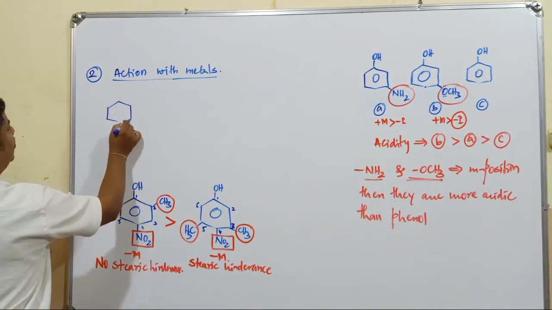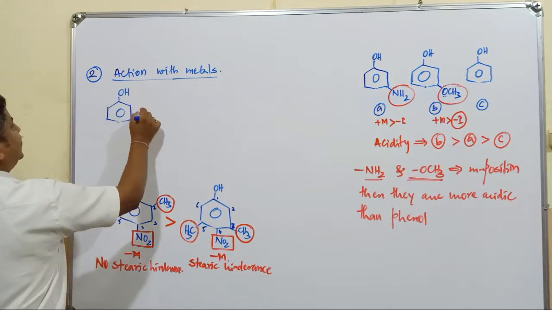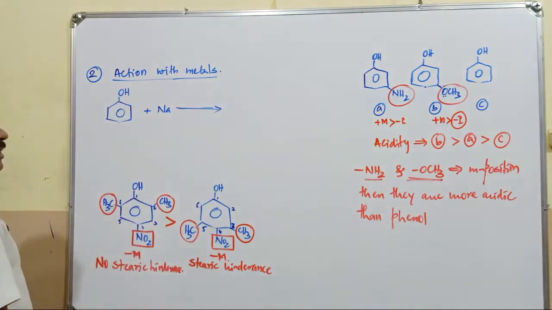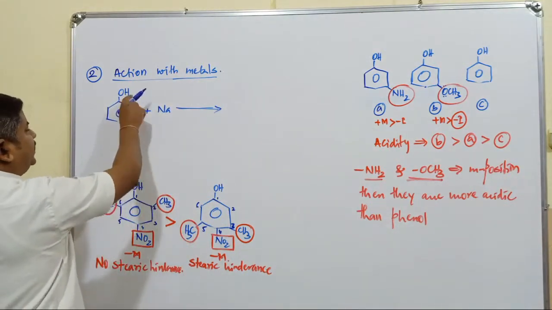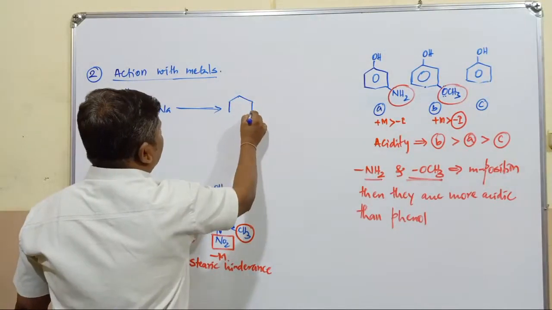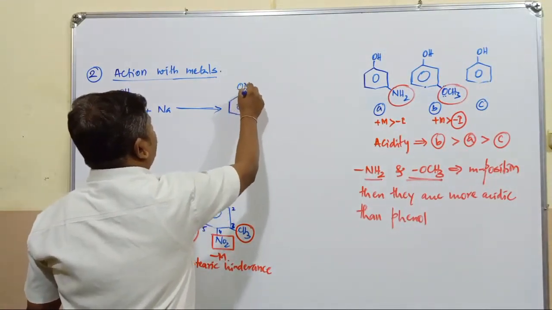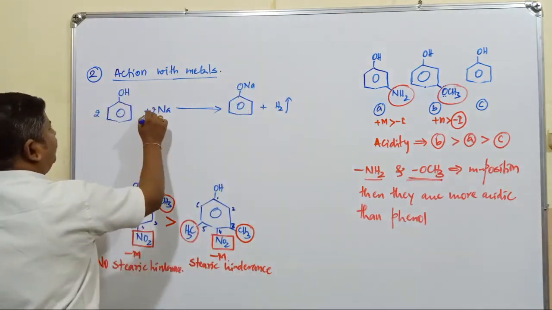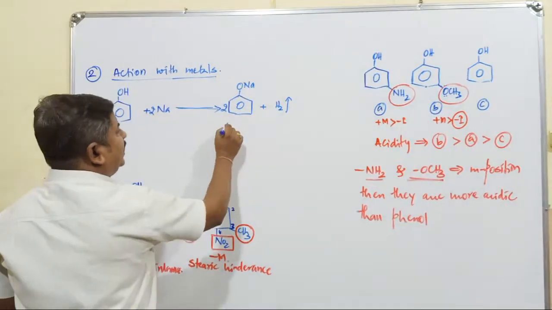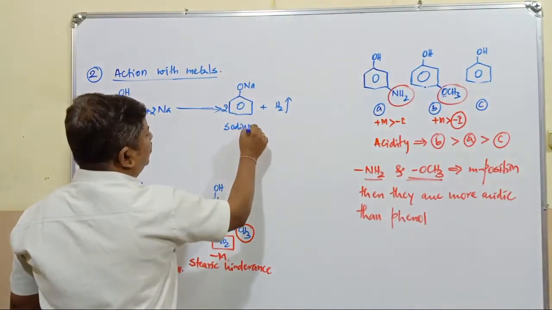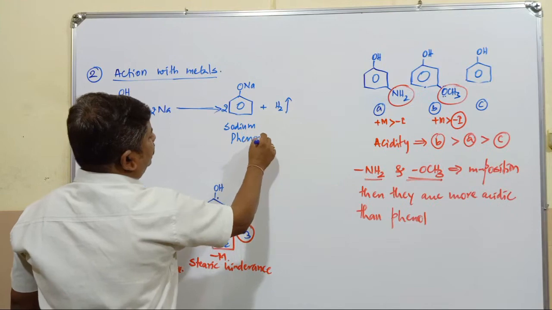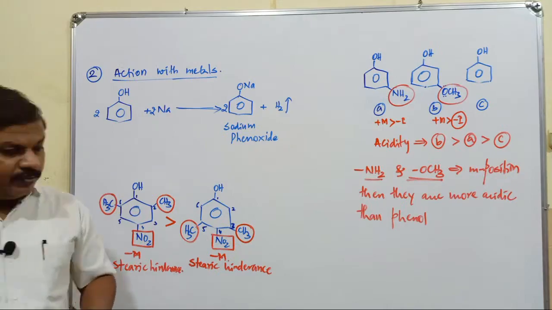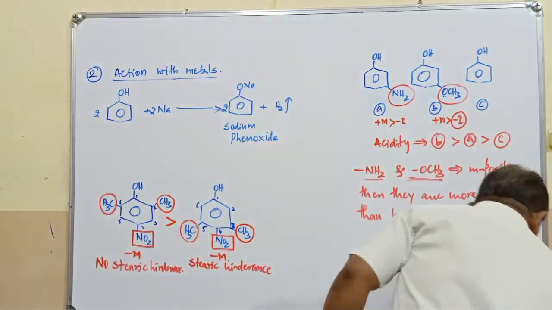When this phenol reacts with sodium metal, the hydrogen gets replaced by sodium. This gives C6H5ONa plus hydrogen gas. You can take 2 moles of phenol and 2 moles of sodium. What is the name of this compound? Sodium phenoxide. And it liberates hydrogen gas.